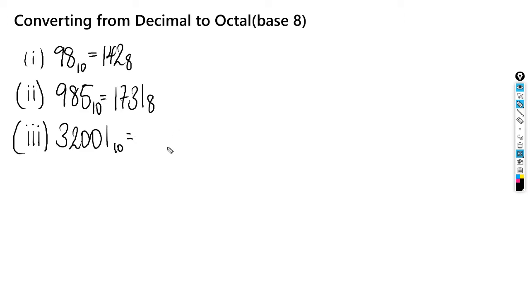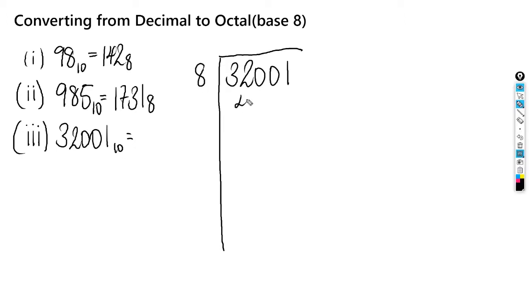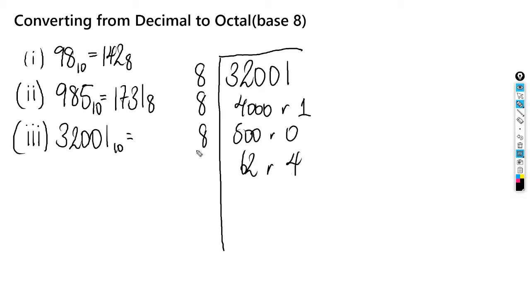We're going to look at the example 32001, which was actually the first example at the beginning of this video. Instead of doing the opposite, where we found the decimal number from base 8, now we're going to find this number in base 8. Let's divide by 8. We should get 4,000 with remainder 1. Dividing 4,000 by 8, we get 500 with remainder 0. Dividing 500 by 8, we get 62 with remainder 4. Dividing 62 by 8, we get 7 with remainder 6. Then dividing 7 by 8, we get 0 with remainder 7.